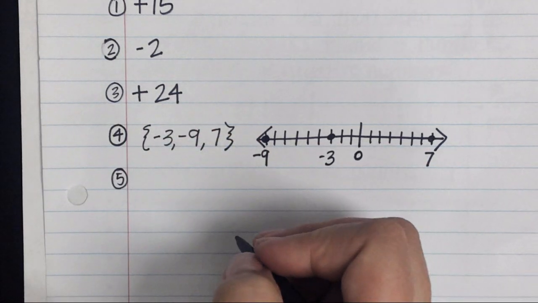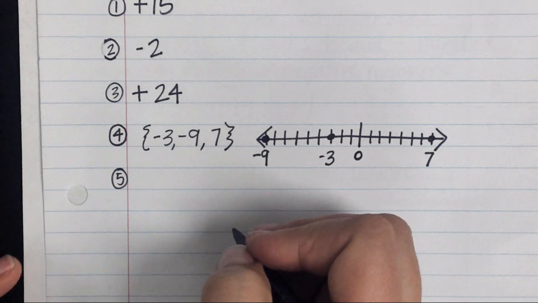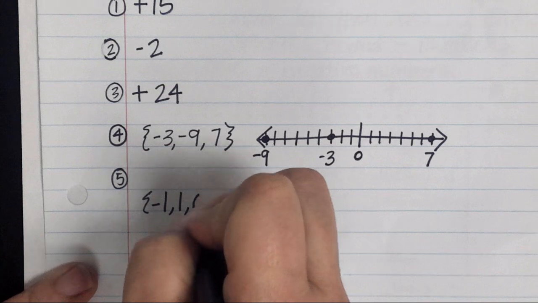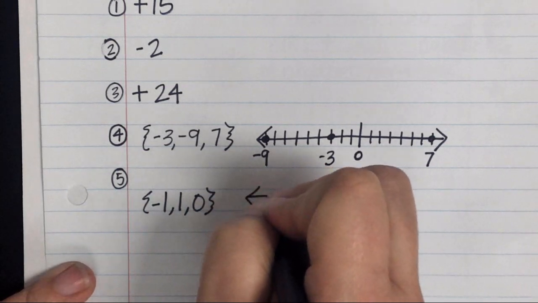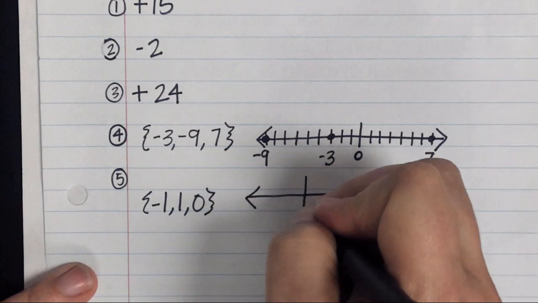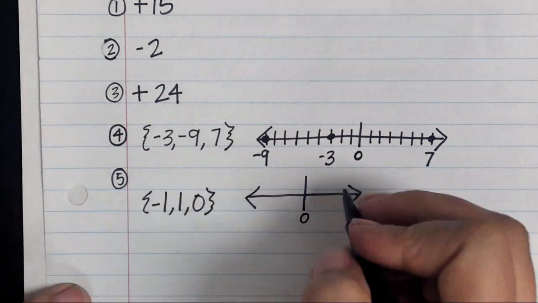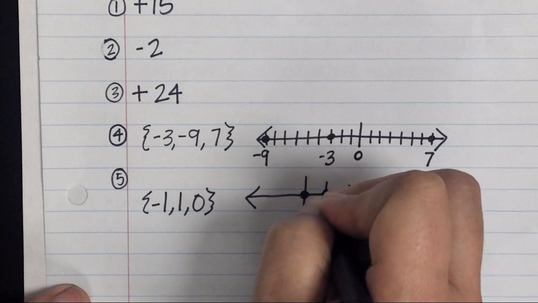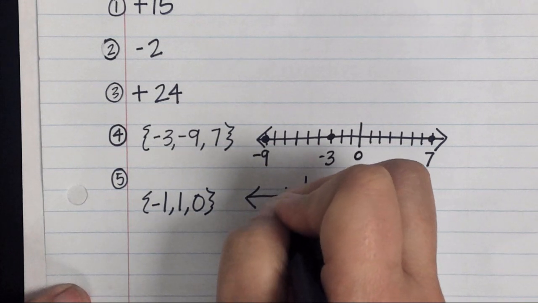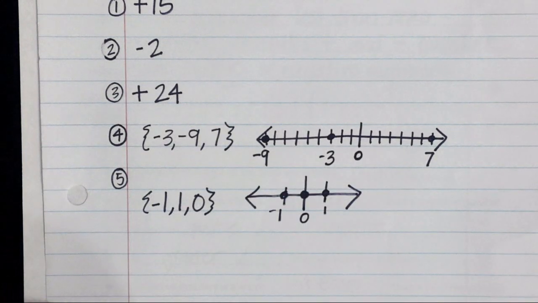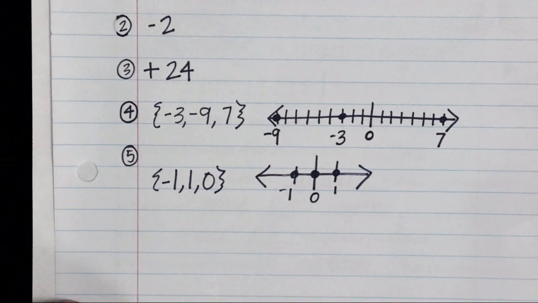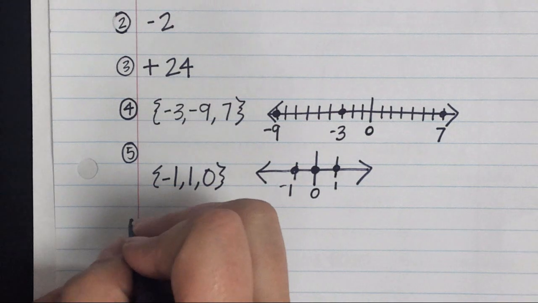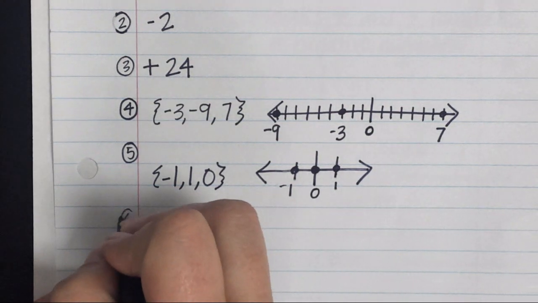What's my next set of numbers? Number 5. What you got, Brady? Negative 1, 1, and 0. This is a fun one. I don't have to have a big number line on this one. Okay, 0's in the middle, right? And it wants me to graph 0, so I'm putting a dot on 0. Then I've got positive 1, and then I've got negative 1. Is it okay if we did a 3-number number line? Yes, and I'm actually about to show you something.